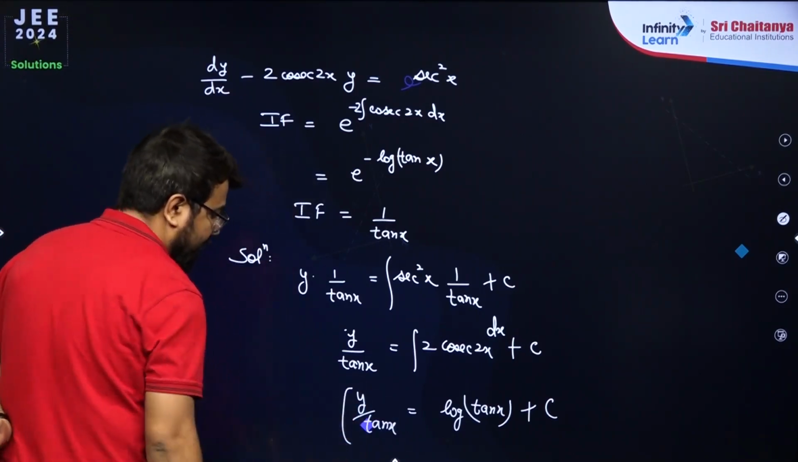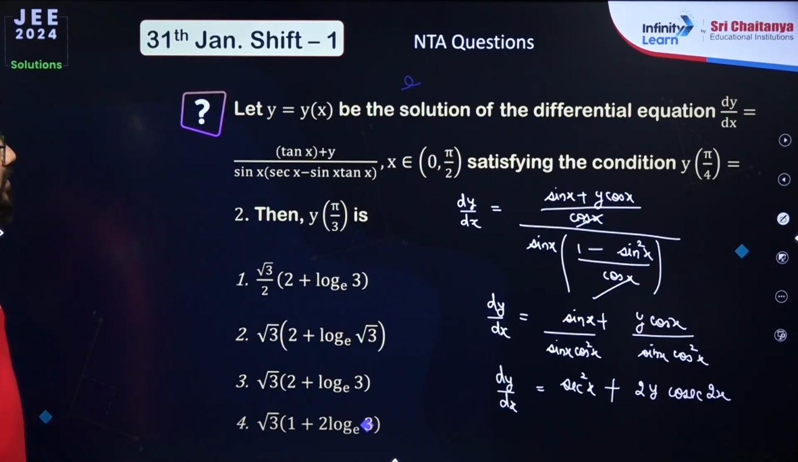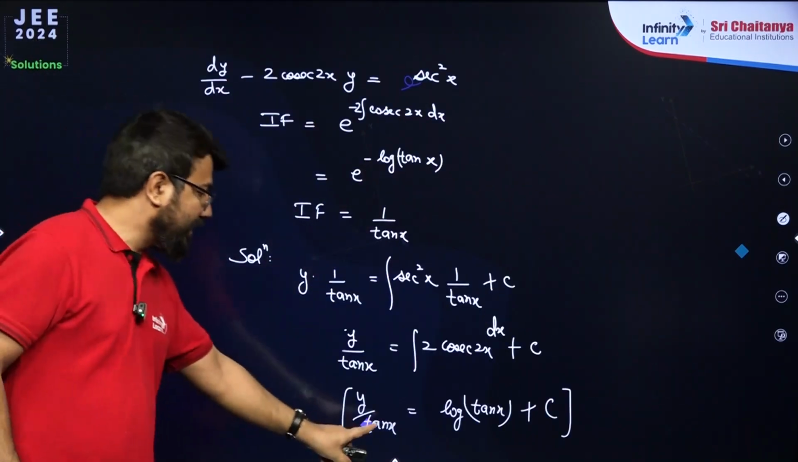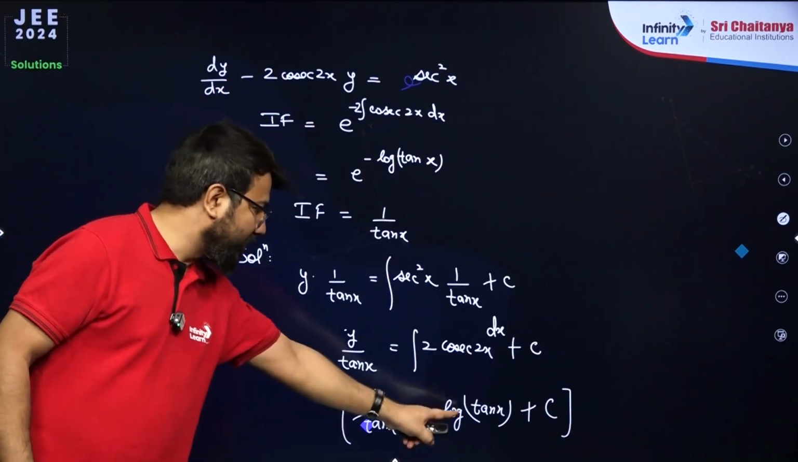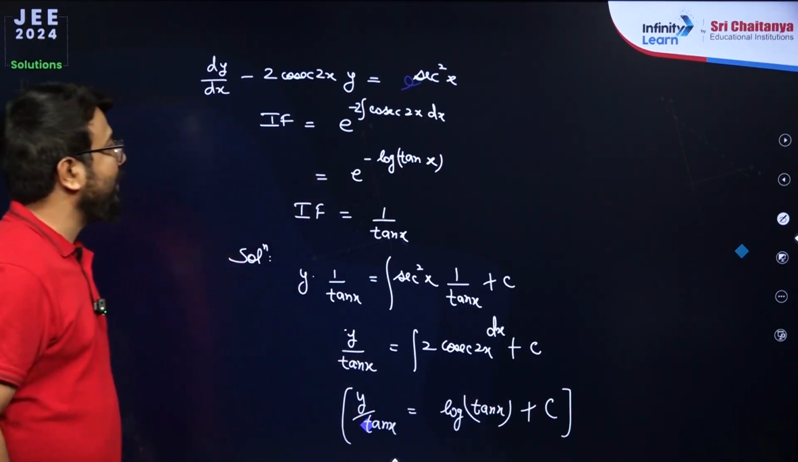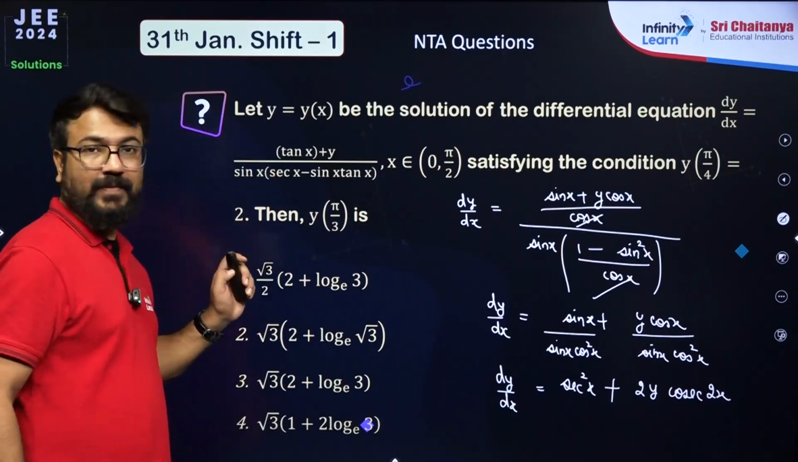Now my dear students, it will be very easy for us to now solve this. How? We'll substitute the value of, first of all, x as pi by 4. Then tan pi by 4 will become 1. Log 1 will become 0. So this expression will become 0 and c will be equals to y itself. That means here the value of c will become 2.